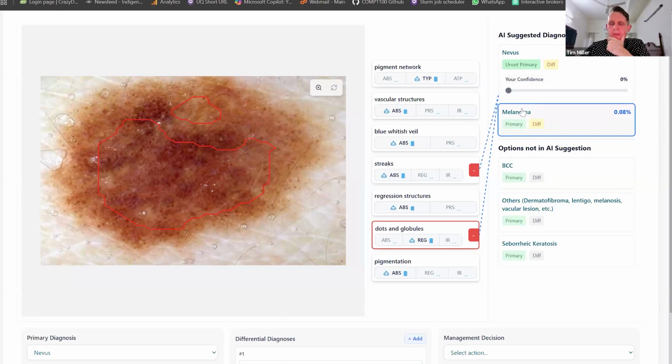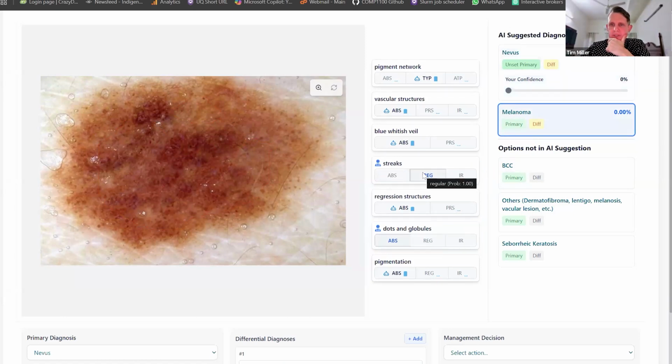One of the things that we're interested in playing with here is this: in this case, I think the dots and globules are actually present, but it hasn't highlighted them very well. So the GP or the dermatologist can say, actually, I disagree with this, so I want to change the answer to say the dots and globules are absent now. And I think there are streaks in here.